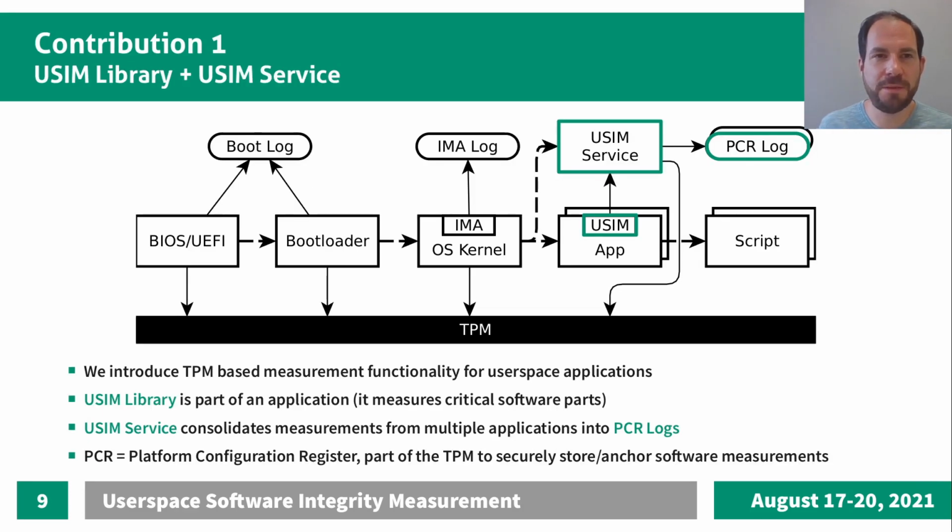Our first contribution in this paper is to introduce userspace software integrity measurement. For this purpose, we introduce a library and a service. The library is part of an app interpreter and reports measurements of scripts and Java classes in case of the JVM to a central system service, the Usem service, which manages connections and measurements from multiple applications. Measurements are stored in the PCR log and anchored in the TPM. PCR stands for Platform Configuration Register, not to be confused with PCR-based testing for the coronavirus. And this PCR log is then also reported in a remote attestation process to a remote verifier.